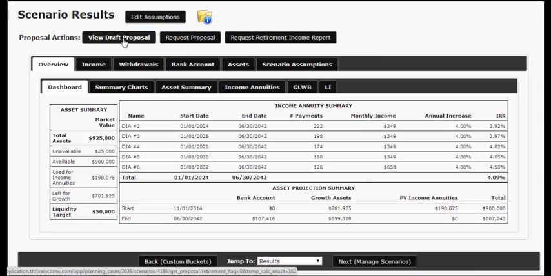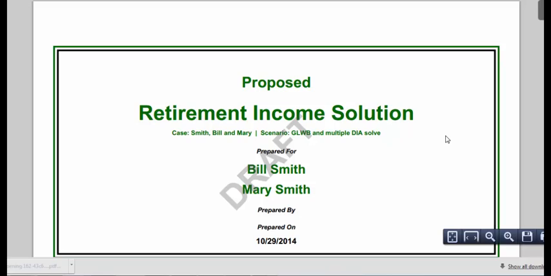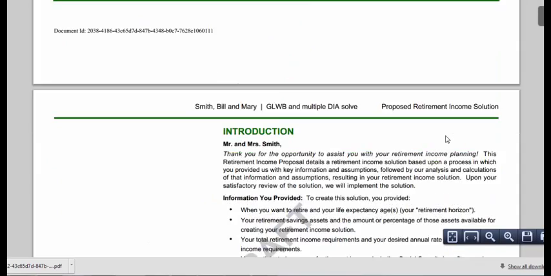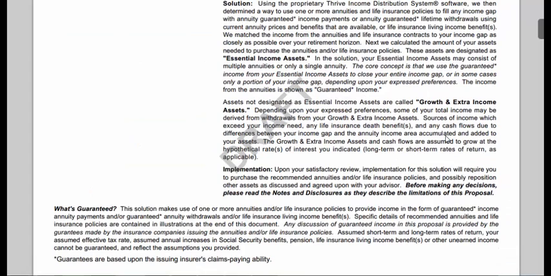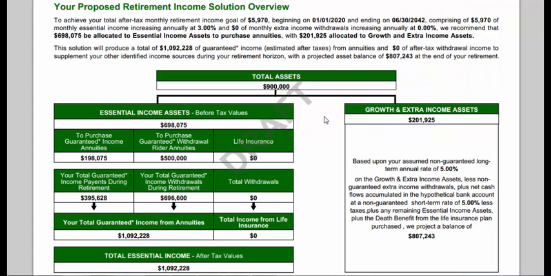Let's go ahead and click Request Draft Proposal and see what is available for us to share with the client. Once it is completed being developed, let's go ahead and view the draft proposal. It's downloaded, and we open up the PDF. Page 2 and page 3 just thank the client for sharing with you their personal information, and explain how we have divided up assets into essential income needs, as well as the extra that has gone into growth and extra assets. Page 4 is the most critical page in this client proposal.